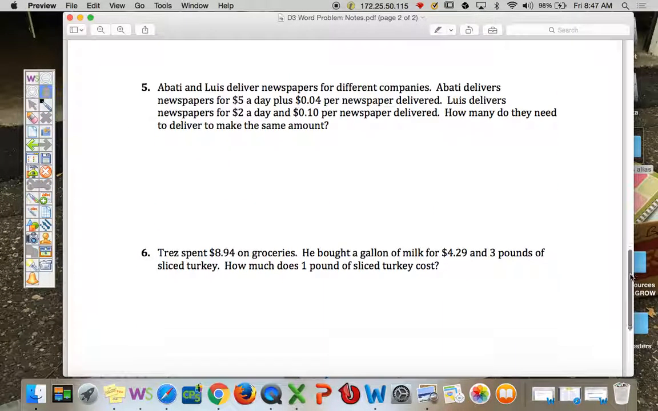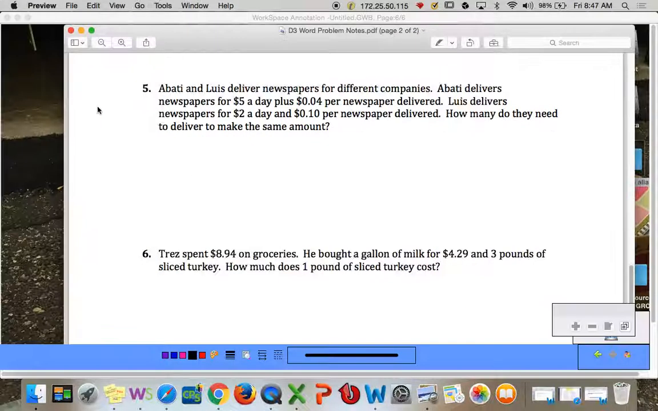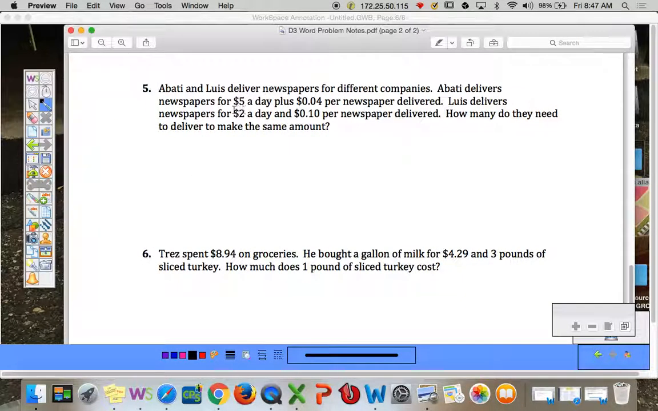And number 5, Abati and Luis deliver newspapers for different companies. Abati delivers newspapers for $5 a day, and he gets 4 cents for every newspaper delivered. Luis delivers newspapers for $2 a day and gets 10 cents per newspaper delivered. How many do they need to deliver to make the same amount?